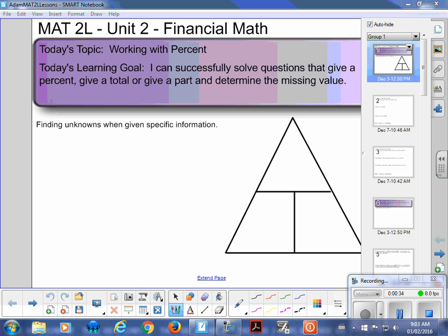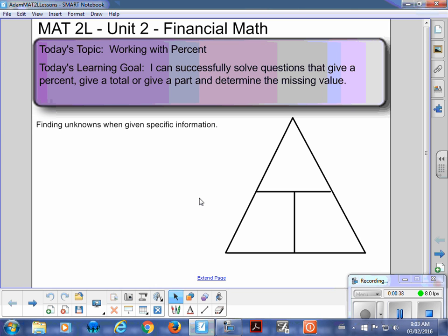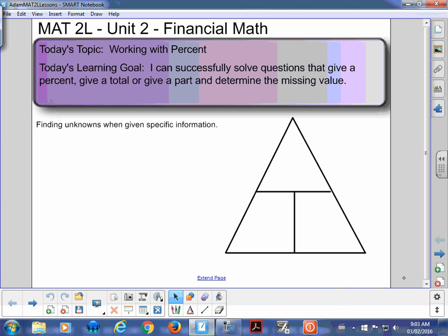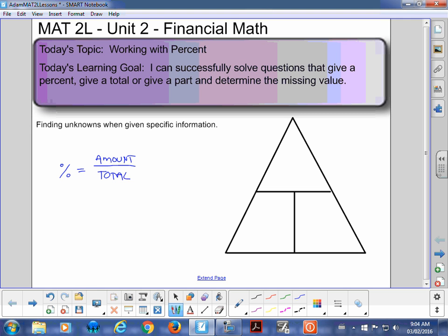So what I have down here for us is a quick setup. I like using the triangle because it's a visual and it helps you remember what operations are involved. Maybe from grade 8, you remember that calculating a percentage is equal to your amount divided by your total, so how much you could get, multiplied by 100.